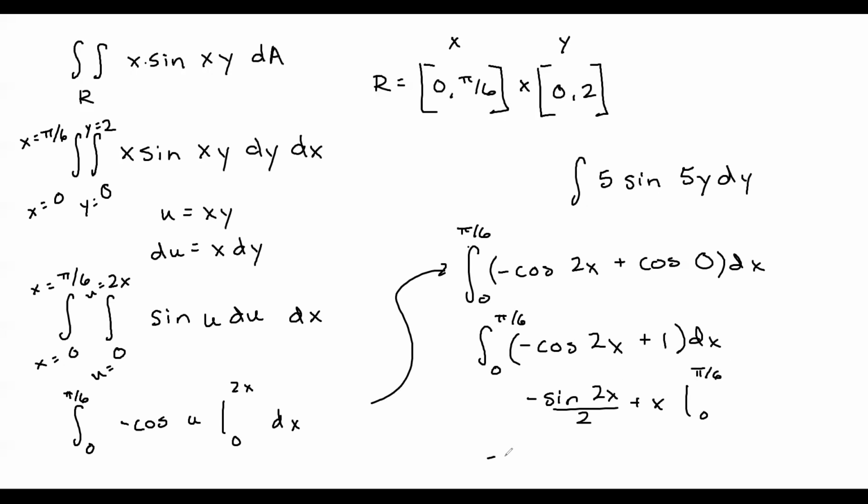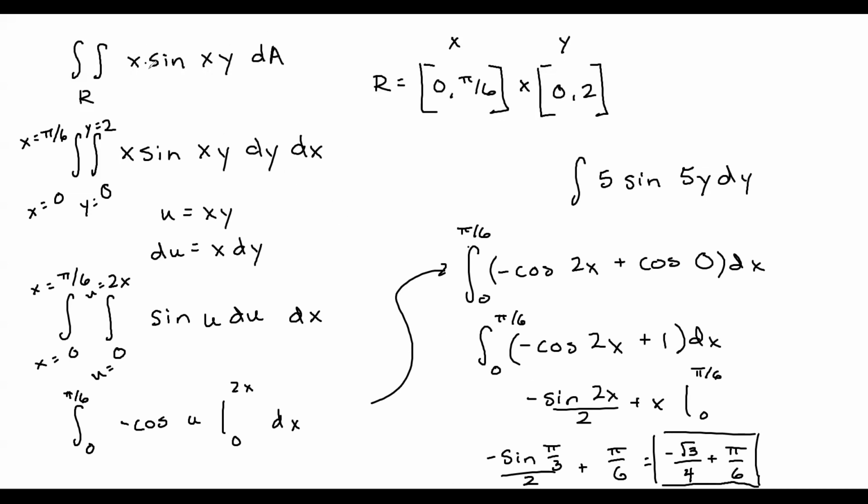So plug in pi over 6, we're going to get negative sine pi over 6 times 2, we're going to get pi over 3, all over 2 plus pi over 6. And then we have minus, and if you plug in 0, sine of 0 is 0, and x equals 0 is just 0. So when we plug in 0, we just get 0. And then sine of pi over 3 is going to be root 3 over 2. So we're going to have negative root 3 over 2 over 2. That's going to be over 4 plus pi over 6. And that is our answer.